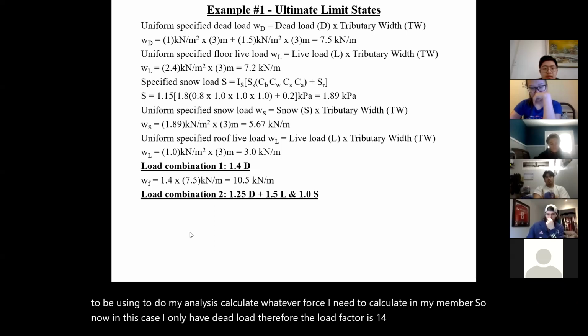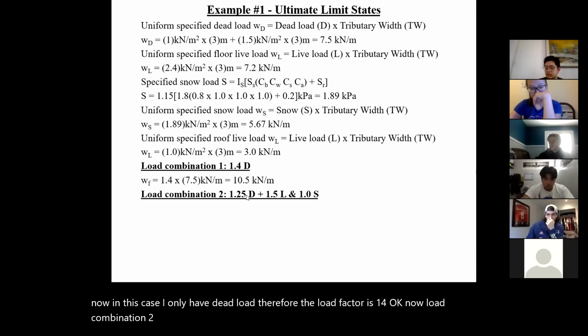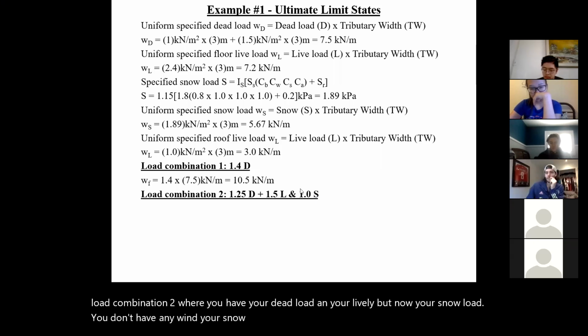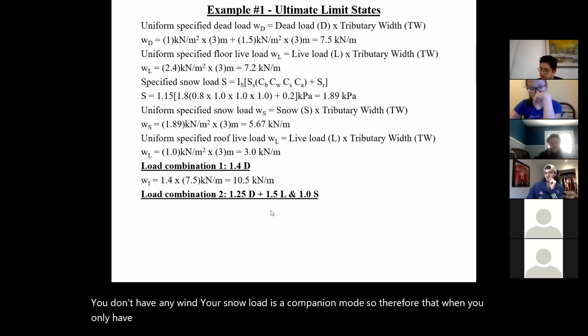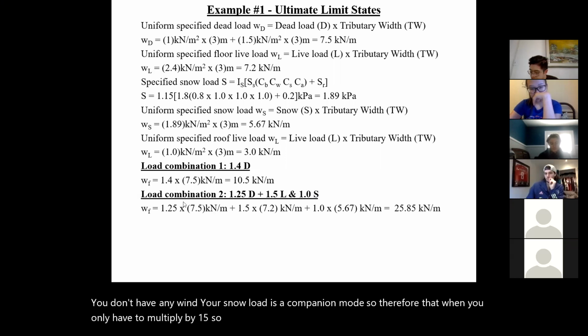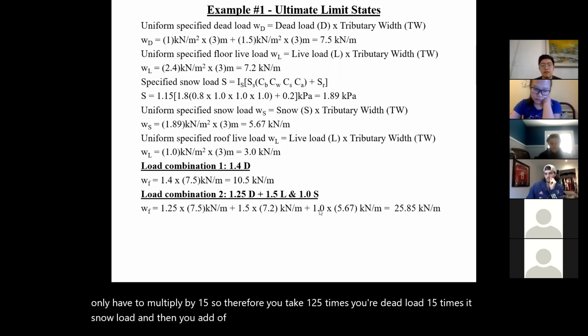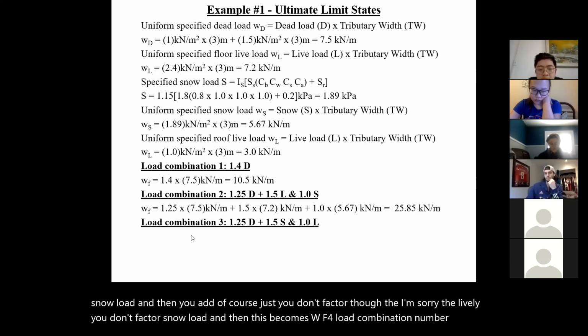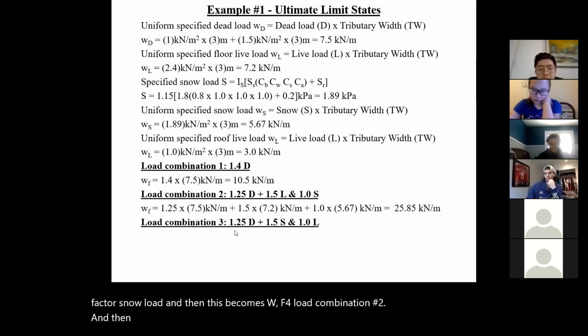Now, load combination 2, where you have your dead load and your live load, but now your snow load, you don't have any wind. Your snow load is a companion load, so therefore that one you only have to multiply by 1.5. So therefore you take 1.25 times your dead load, 1.5 times the snow load, and then you add, of course, the live load, you don't factor the live load, and then this becomes WF for load combination number 2. And then load combination number 3 is the other way around.